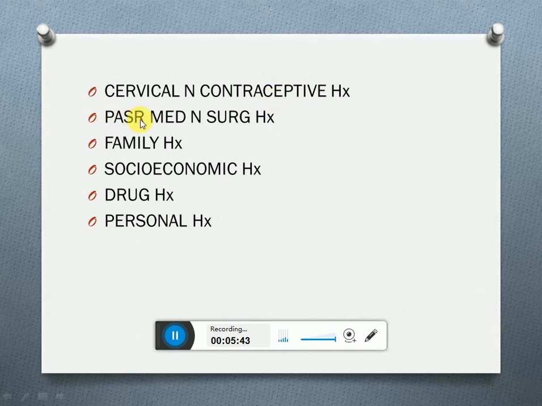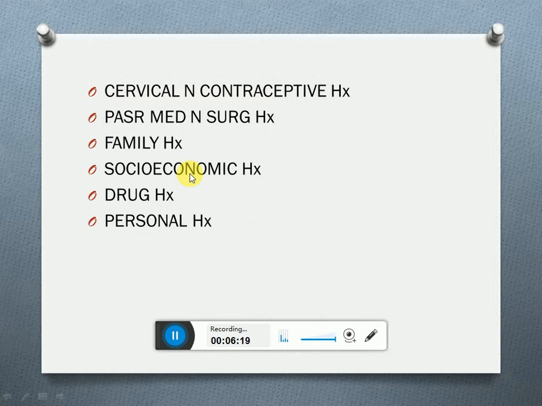And then there is past medical and surgical history. In the past medical and surgical history, you will ask about any medicine she is taking, any illness she had in the past, any reason due to which she was admitted in the hospital, any accident she met in the past, or about these medical and surgical conditions. In the family history, you will ask about the family history of ischemic heart disease, diabetes mellitus, hypertension, or any other anomaly.